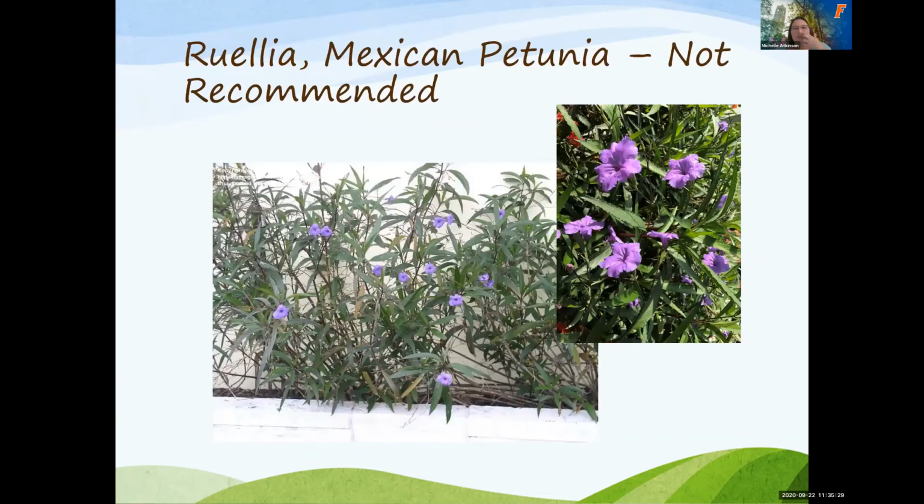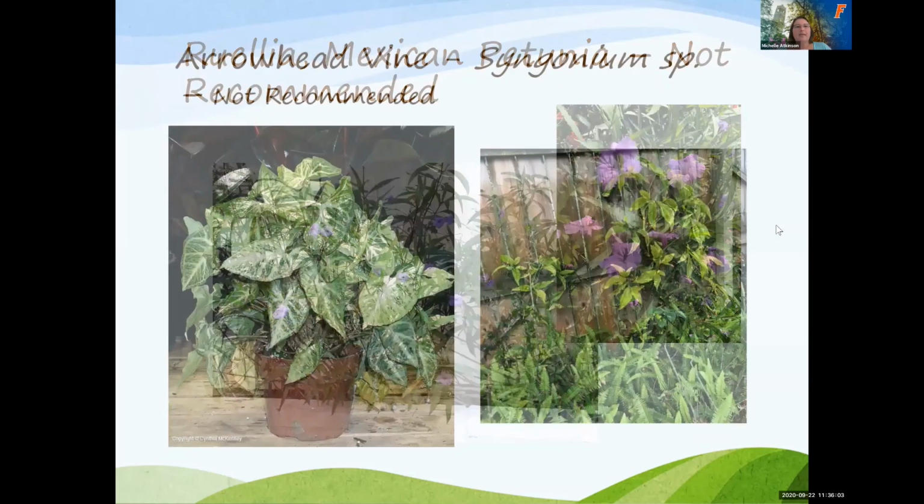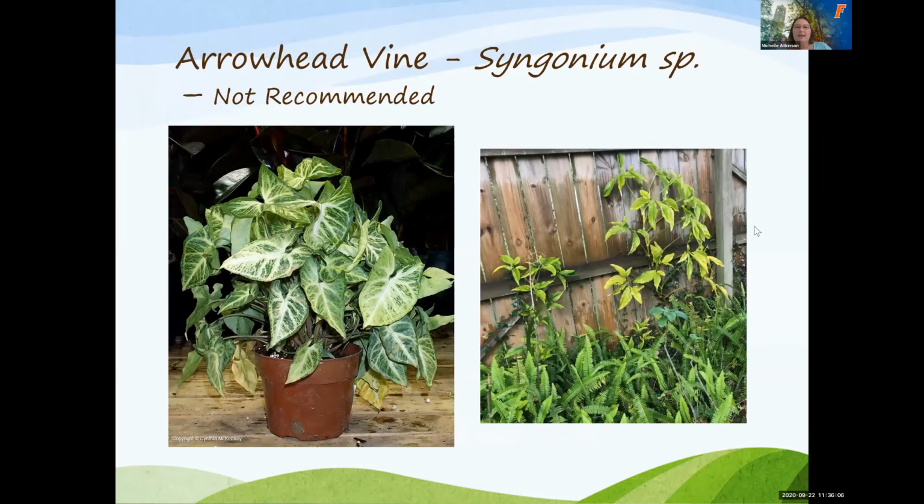Mexican petunia is another one. It is not recommended. It's very aggressive. I'm not saying invasive, okay, but I'm saying aggressive. It crowds out other plants in your landscape. You plant it one place, you're going to find it in a lot of other places that you did not plant it. Again, there is a variety called Purple Showers that is supposed to be sterile, but we have found over time it does revert back and starts producing seeds.